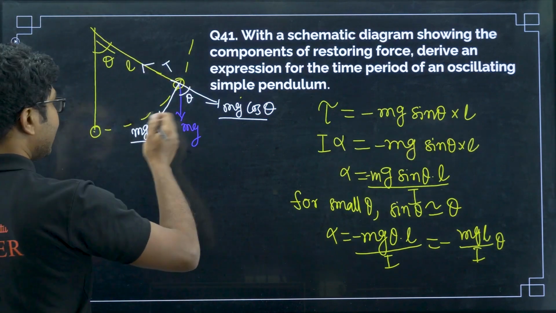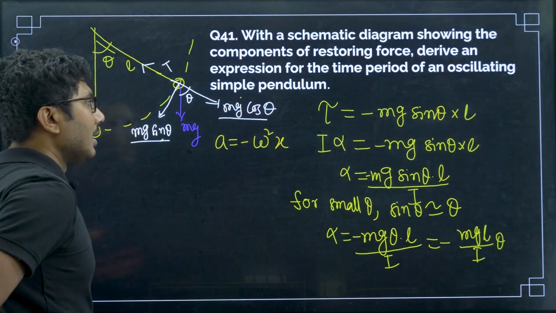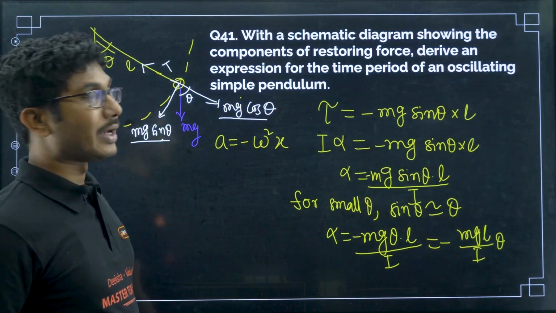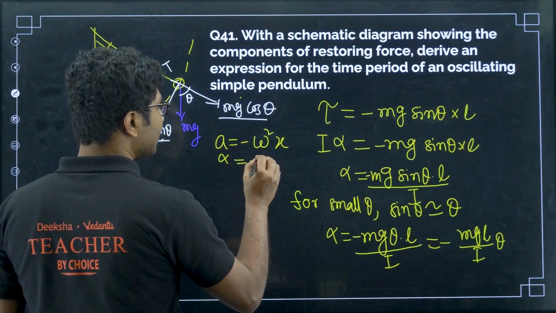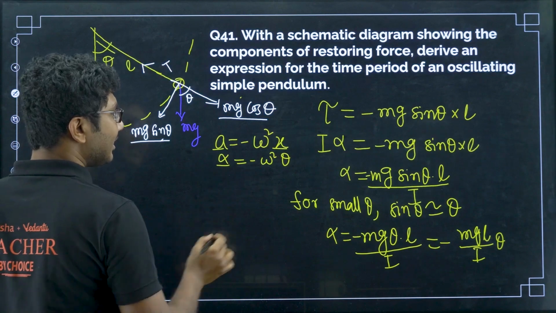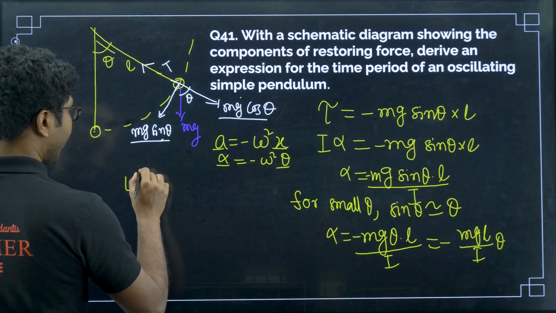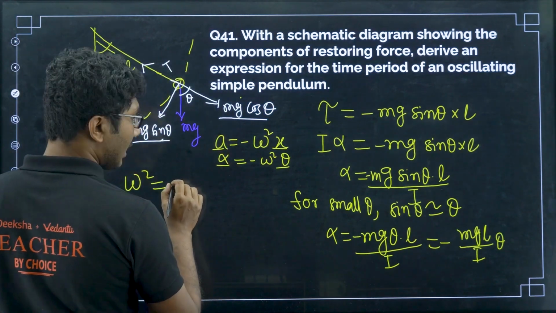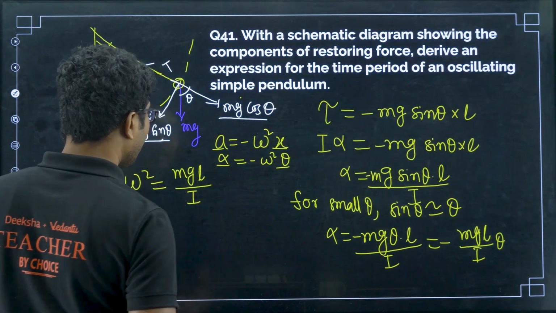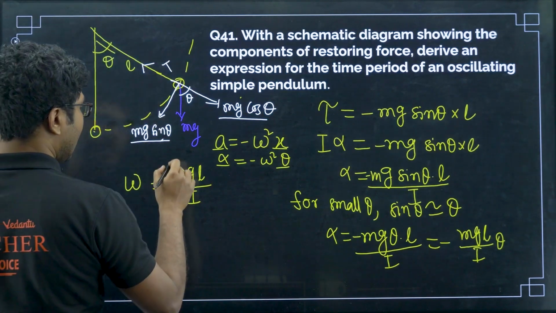Now, we know that if this was a linear motion, linear acceleration is minus omega square into x, right. For linear motion, linear acceleration is equal to minus omega square into x. Similarly, for angular motion, it will be minus omega square into theta, right. x is the displacement, a is acceleration, here alpha is acceleration, theta is the angular displacement. So, by comparing with this equation, we can say that omega square is basically equal to mgL by I, right. So, this is the formula, or omega is basically equal to square root of mgL by I.